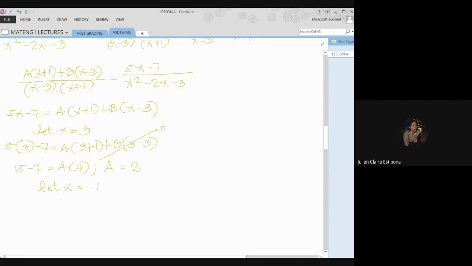Okay, substituting the value for that one, that is 5 multiplied by negative 1 minus 7 is equal to A multiplied by negative 1 plus 1 plus B multiplied by negative 1 minus 3. Okay, so this one is already cancelled. So what is that? That is negative 5 minus 7 is equal to B multiplied by negative 4. So we divide it by negative 4. What is the value of B?